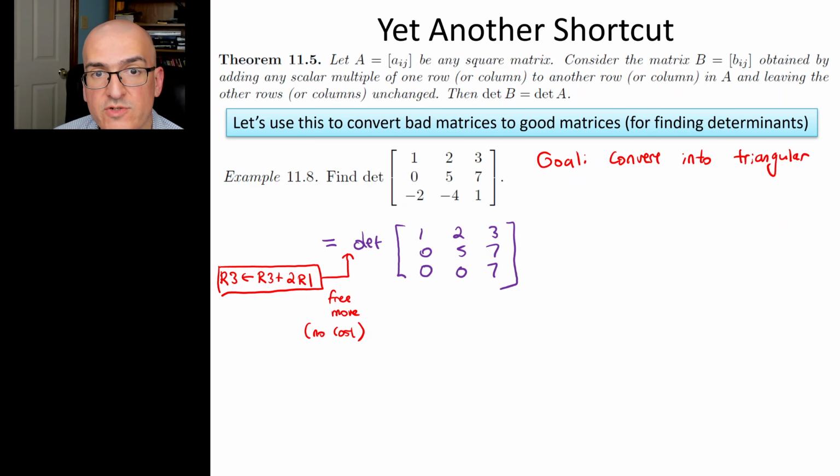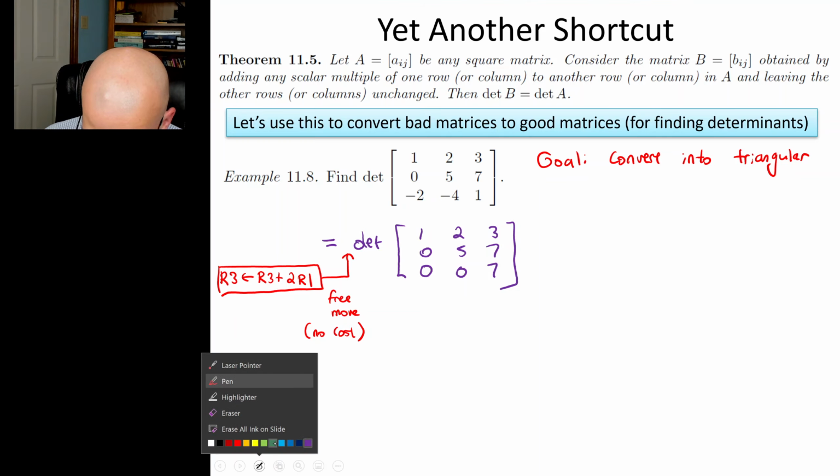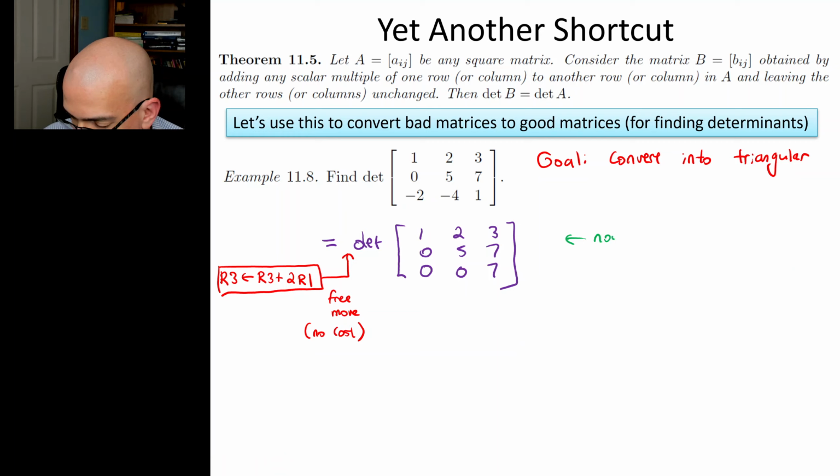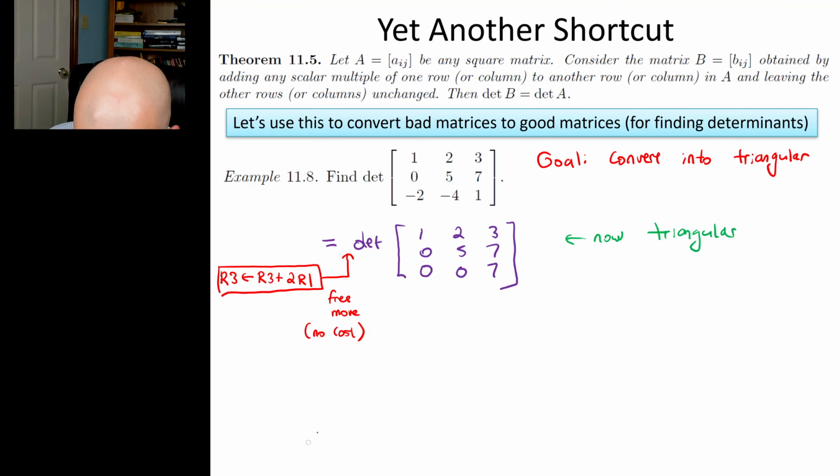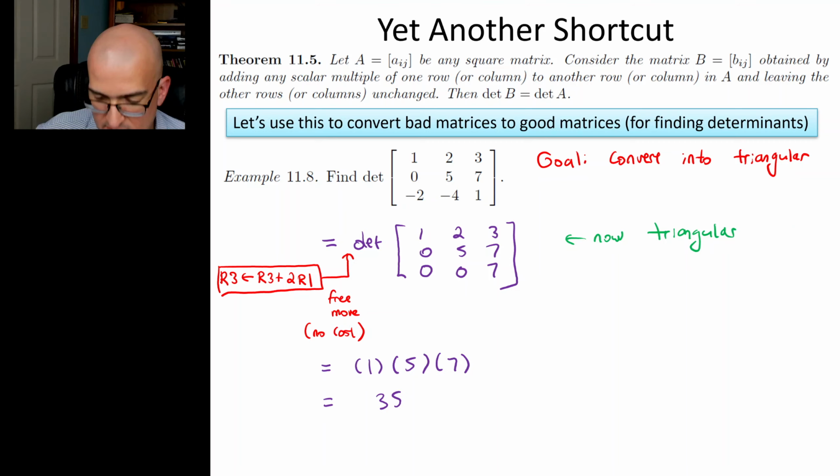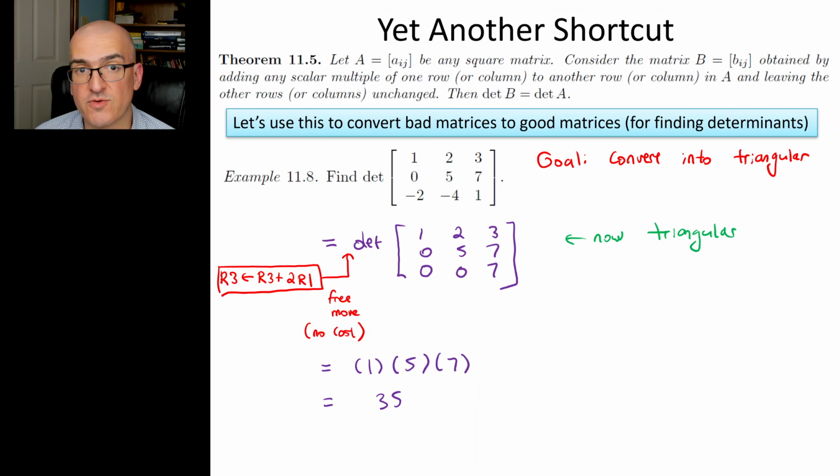And now it's triangular. So we'll have 1 times 5 times 7, which is 35. The value of the determinant. That's a nice shortcut.